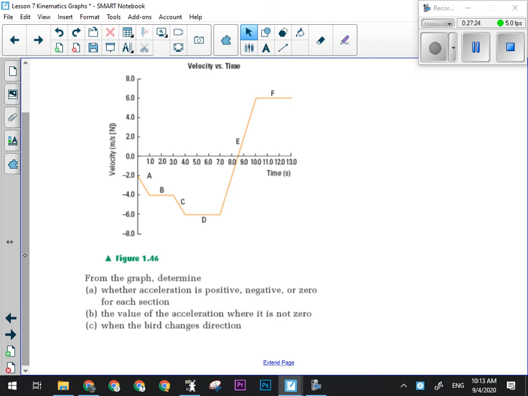What about B? Positive, negative, or 0? 0. It's not accelerating here in part B. It's traveling at a constant velocity of 4 meters per second south. What about part C? The acceleration is negative, it accelerates from -4 to -6 meters per second, or 4 meters per second south to 6 meters per second south. What's the acceleration in part D? 0, right? It's not accelerating. It's at a constant velocity of 6 meters per second south. What about in part E?